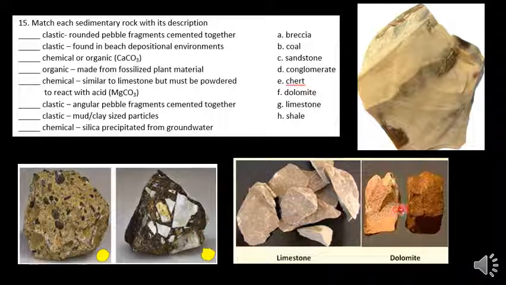Don't get limestone and dolomite mixed up. They're both down here. Limestone is calcium carbonate, CaCO3. It reacts with acid. All the carbonates do. Dolomite is magnesium carbonate. It's also a carbonate, reacts with acid, but it's just the magnesium is in it. It doesn't react as readily as limestone does.